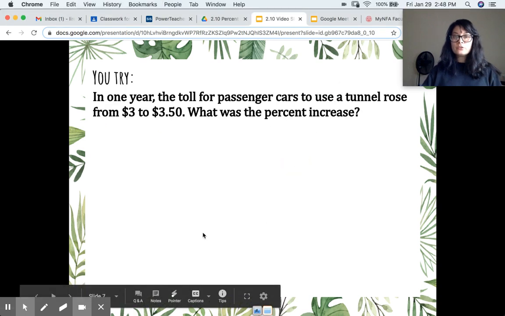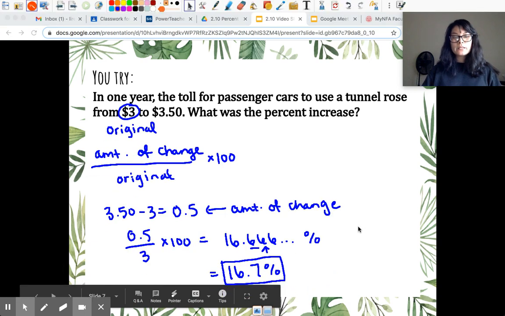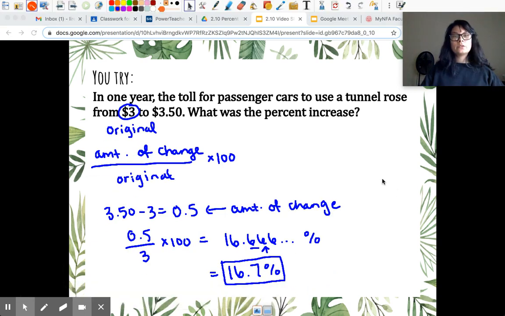Here's one for you to try. Again, I'll pause the video here, give it a go, and then when we unpause, you should see a solution. Okay, so here's what I'm getting as my answer. In 1 year, the toll for passenger cars to use a tunnel rose from $3 to $3.50. What was the percent increase? So $3 was what it originally was, so that's our original amount.